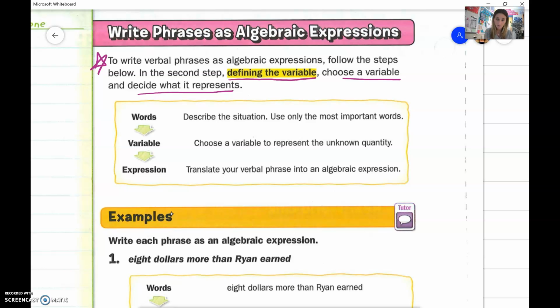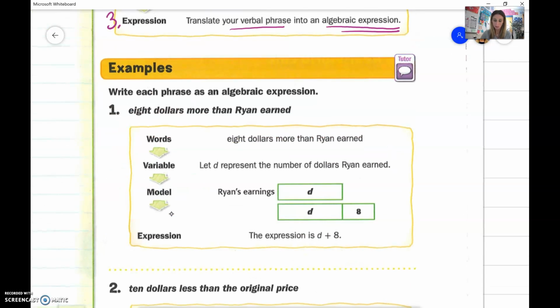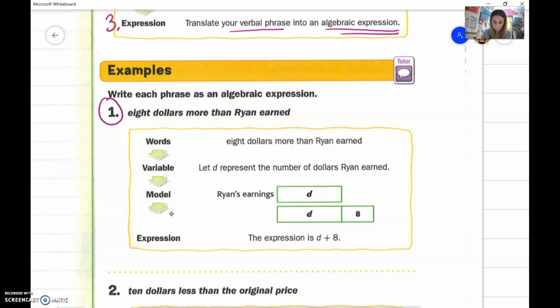So we're going to follow 3 steps. Number 1, we are going to do it in words. Number 2, we're going to define the variable, and then we're going to write the expression. So the words, it describes the situation. Use only the most important words, okay? And then we're going to choose a variable, and then we're going to translate the verbal phrase into an algebraic expression. So we're going to look at the words, we're going to choose a variable, and then we're going to write an expression. So what does that look like? Right here. We're going to start with this example because this is a great example.